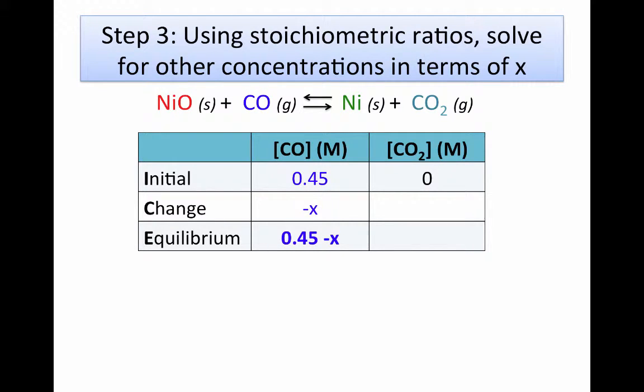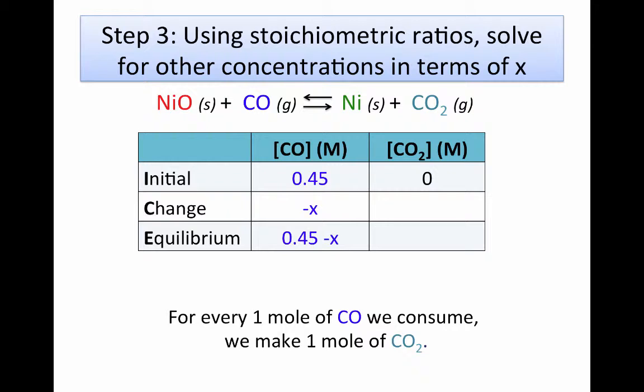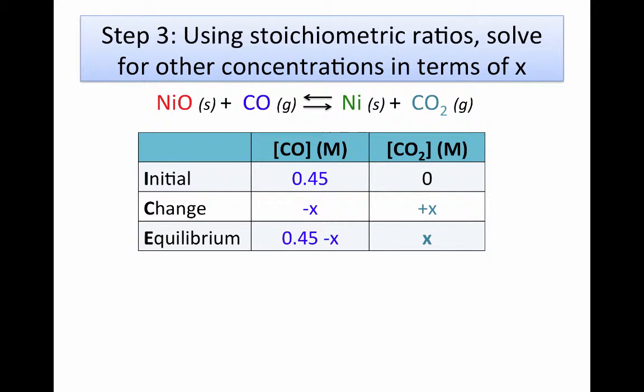Okay, so now we go into step 3. We're going to use stoichiometric ratios to solve for other concentrations in terms of x. Okay, let's look at our stoichiometric ratios. For every mole of carbon monoxide we consume, that we use up in this reaction, we make 1 mole of carbon dioxide. We're consuming x molar of carbon monoxide, therefore we must be producing x molar of CO2. And now, of course, we can use that to calculate the equilibrium concentration. We had 0, we added x, we therefore end up with x molar at equilibrium.